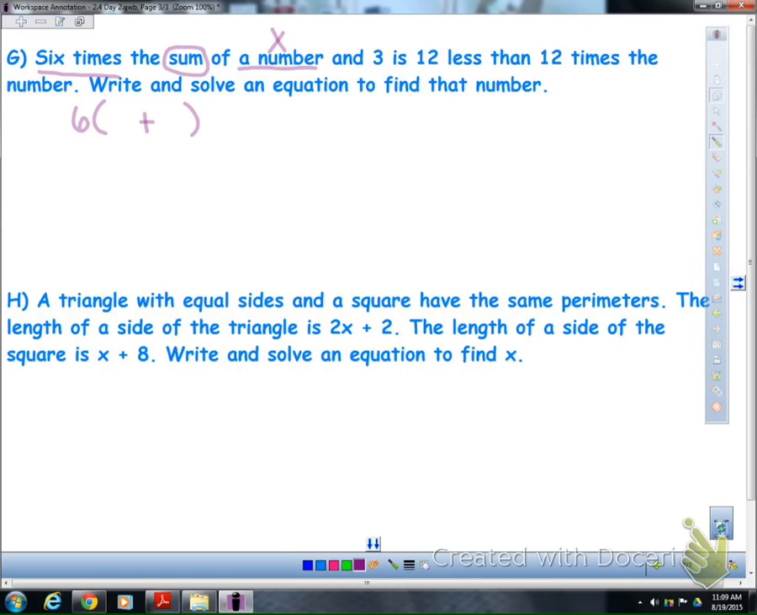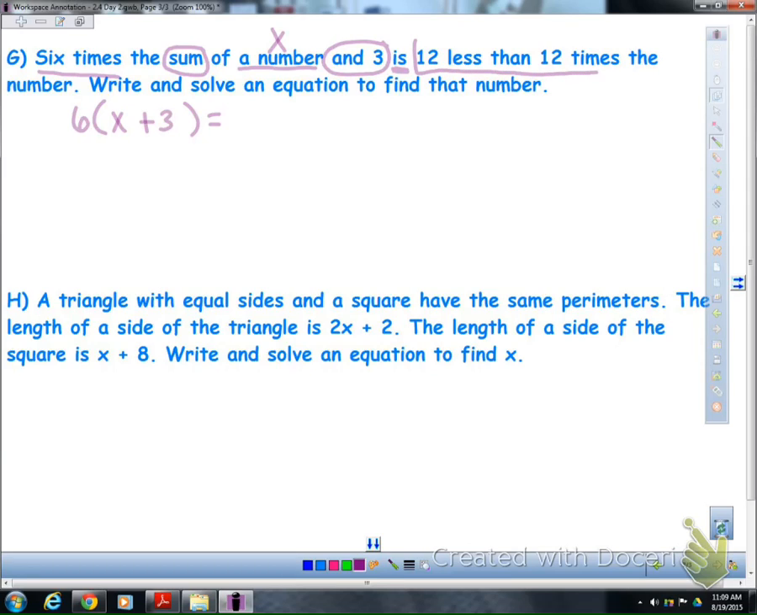A number. If we don't know what that number is, we make it a variable. You can choose whatever variable you want. So 6 times the sum of a number and 3. So that's what we're adding. We're adding that number and 3. Is, in math, is always means the same thing. Is always means equals.